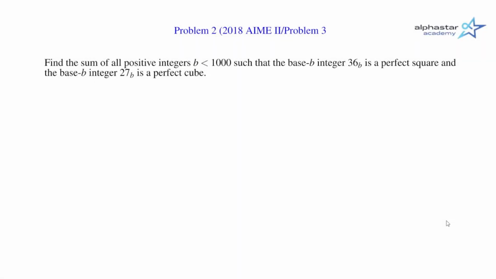Problem 2 is from the 2018 AIME II, and it is problem 3. Find the sum of all positive integers b less than 1000 such that the base b integer 36 is a perfect square and the base b integer 27 is a perfect cube. If we interpret this in base 10, well, yeah, 36 is a perfect square and 27 is a perfect cube. So we can immediately say that b equals 10 works.